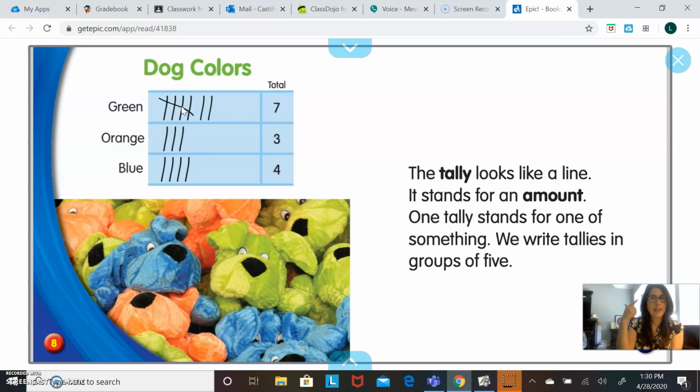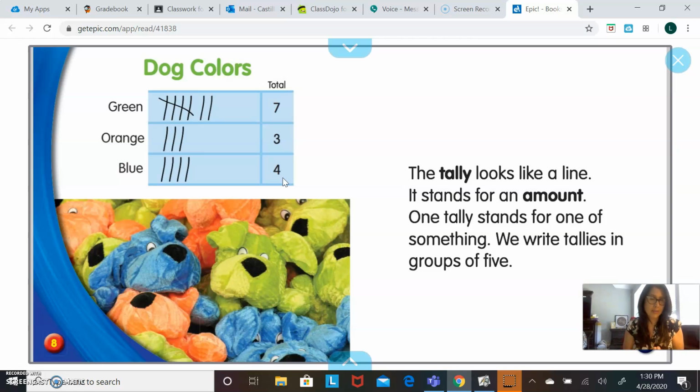So we're going to think big, count small. We're going to say 5, 6, 7. That matches the total there. How many orange? 3. How many blue? 4. That's correct. So now we just analyzed the tally chart. We know there are 3 different colors of dogs, and we know that there are 7 green, 3 orange, and 4 blue. Now let's interpret it. What does this tell us?